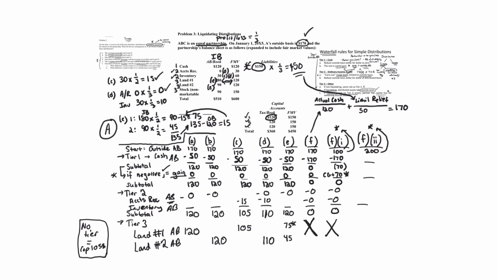So finally, in F2, what if our basis is the same as F, but it's 200? So we take minus 170. That gives us 30 as our subtotal. That's obviously positive, so there's no capital gain. We bring down 30. Now we're getting 1/3 of accounts receivable, 1/3 of inventory.